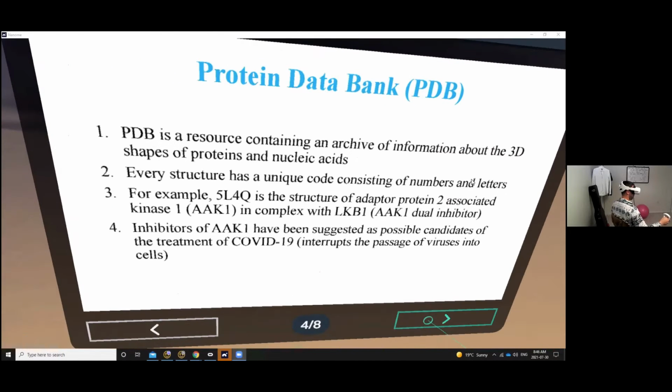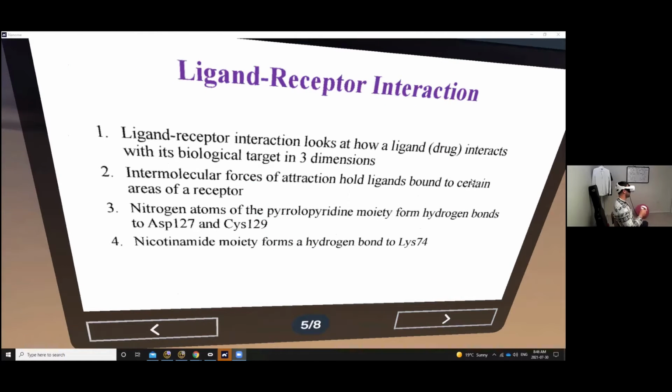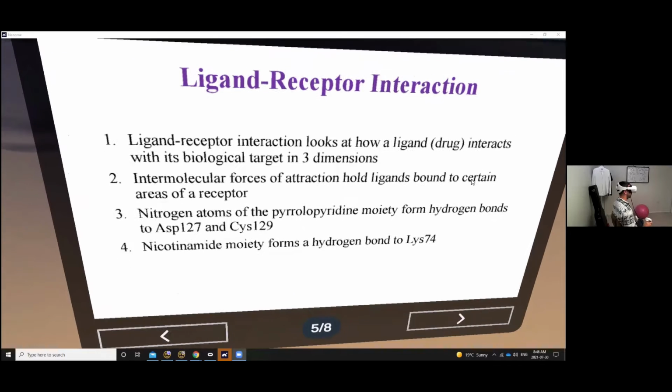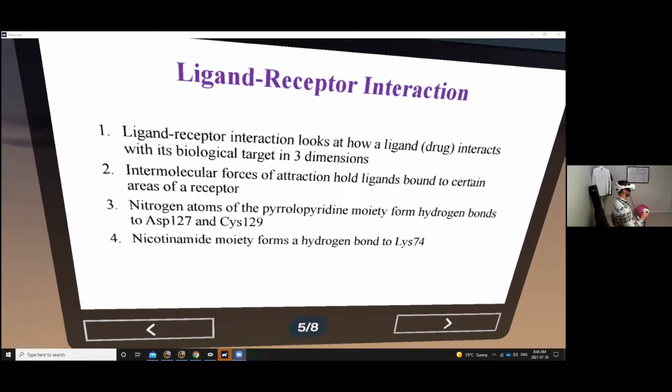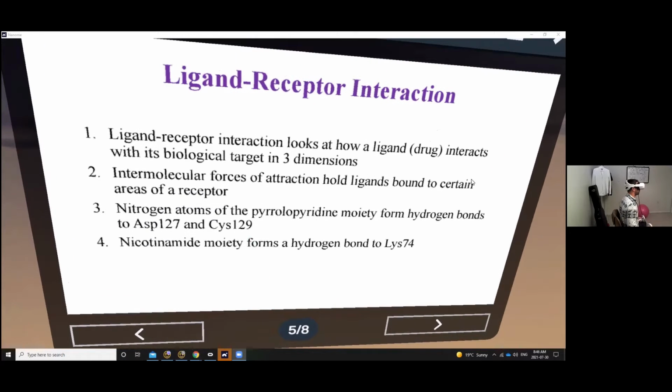Okay. So ligand receptor interaction looks at how a ligand or drug interacts with a biological target in 3 dimensions. There are certain intermolecular forces of attraction that hold ligands bound to certain areas of receptors. These are things like hydrogen bonding and electrostatic forces like pi-pi stacking and these types of interactions.